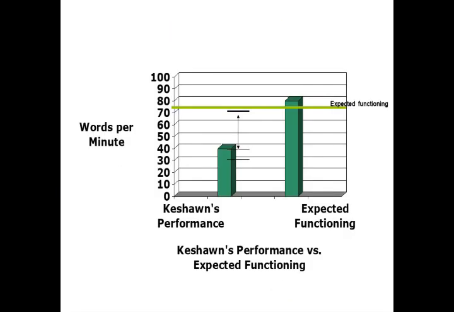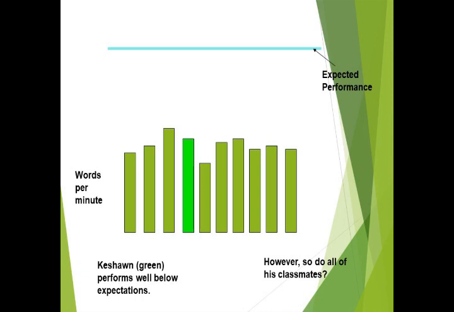When we take a look at student performance, we can look here on this example. We have Kashan. We talk about the performance of Kashan versus expected functioning. So based on a one-time assessment, if we take a look at Kashan, he's significantly discrepant from the expected level of functioning. However, what's the content of Kashan's performance? So Kashan's in the green. He performs well below expectations. When we look at him compared to his peers, he's performing at the same level as his peers.